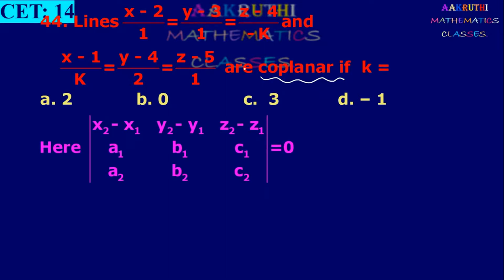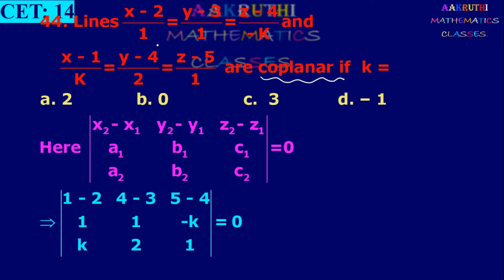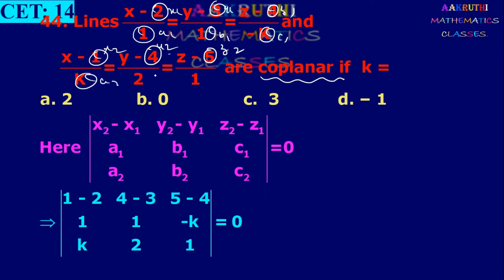We have a direct formula. When two lines are coplanar, then we get the determinant of x2 minus x1, y2 minus y1, z2 minus z1, a1, b1, c1, a2, b2, c2 equal to 0. So here we have x1, y1 and z1, and here it is x2, y2 and z2, and here we have a1, b1, c1, and here we have a2, b2 and c2. Here we substitute all these values. So we get the determinant of 1 minus 2, 4 minus 3, 5 minus k; 1, 1, minus k; k, 2, 1 equal to 0.